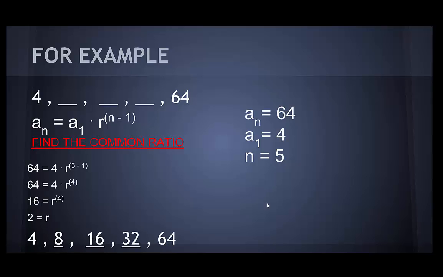After that, we multiply each consecutive term by 2 to get the missing terms in the sequence, which would be 8, 16, and 32.